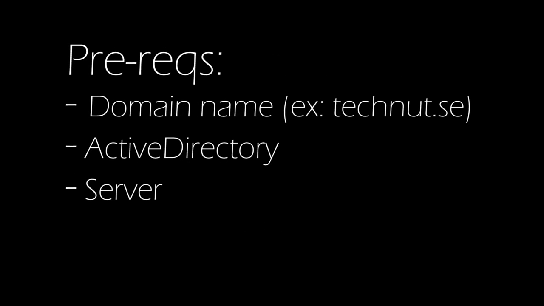Before we go any further, there's a couple of things that we need set up before we can continue. For instance, you will need an external domain name to route your emails, for instance, technut.se. You will also need an Active Directory server set up. If you don't have one, check out our other videos. We have a link in the description where we set it up on the HP microserver, but it should work on pretty much any platform. And also you will need a server to run the Exchange platform, which we'll go into in a bit more detail.